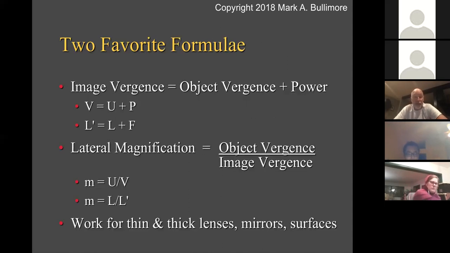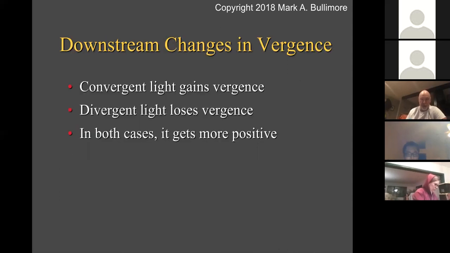So here's my two favorite formulae, which you know in one form or another. There's two kinds of people in the world. There's the V equals U plus P people, and there's the L prime equals L plus F people. And most of you probably learned the second one. Likewise, my other favorite formula is the one for lateral magnification, object vergence over image vergence. You learned it probably as L over L prime. And the reason I like that one rather than alternatives is it works for everything. So those are two fundamental formulae you should know.